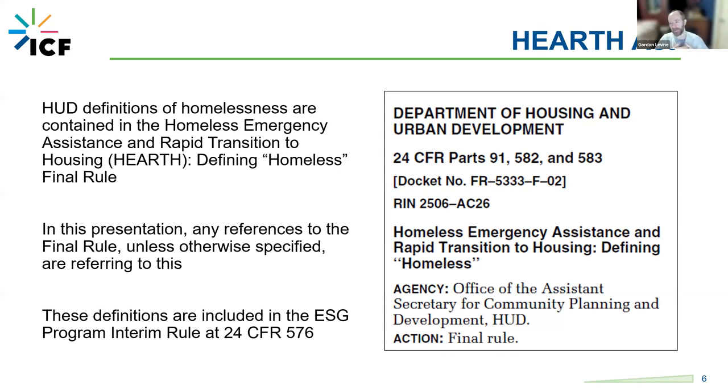In this presentation, any references to the final rule are referring to the defining homelessness final rule, unless we say otherwise. There is no COC program or ESG program final rule yet. There will be at some point, and at some point really does mean at some point. But when we talk about the final rule, we're talking about the defining homelessness final rule. These definitions are included in the ESG program interim rule at 24 CFR 576, but fundamentally, the important point here is that the ESG program interim rule doesn't define these things. It inherits its definition from somewhere else in the Federal Register. And you have the receipts for that up on the screen in front of you in case you really deeply want to get into the Federal Register. Next slide, please.